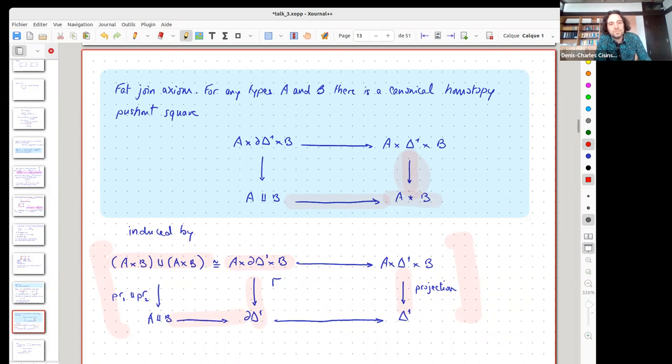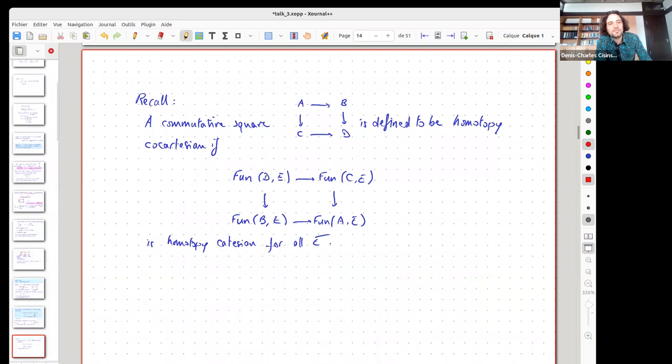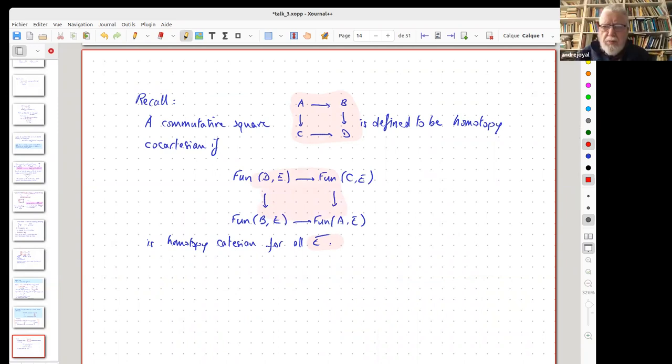And the axiom, so it is an axiom here, claims that this canonical square is an homotopy pushout, and so we just recall what it means, that a square like this is an homotopy pushout simply means that whenever you exponentiate it with value in any type E, you get an homotopy pullback here. Yeah. So you're not supposing the existence of homotopy pushouts in your theory. No. You're just saying that this specific square turns out to be an homotopy pushout.